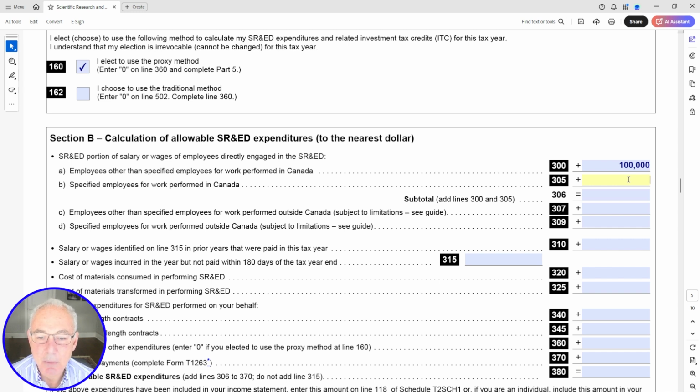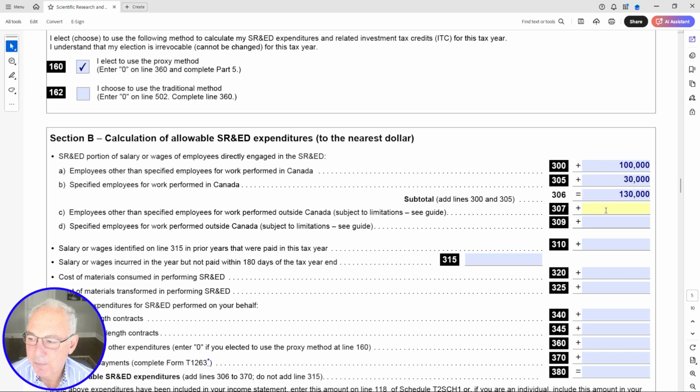Then the question is, how much did specified employees work in Canada? So for a specified employee, that would be someone like myself who would own more than 10% of the company. If you own 10% of the company or more, you are officially a specified employee and you would have to put your remuneration on a separate line. So let's do that here, and let's assume that I worked for $60,000. I got paid for the entire year, and half my time was on SRED. So I'm going to put in $30,000 here, and that is line 305. So the total of line 305 and 306 is $130,000.